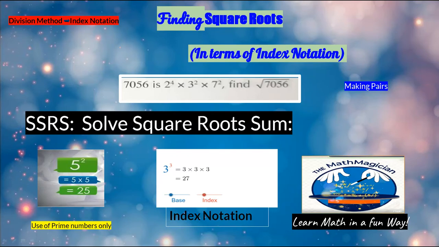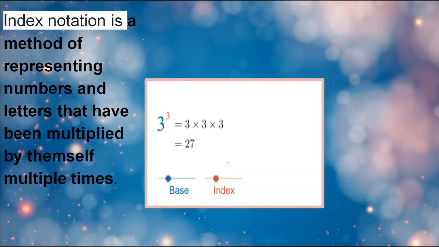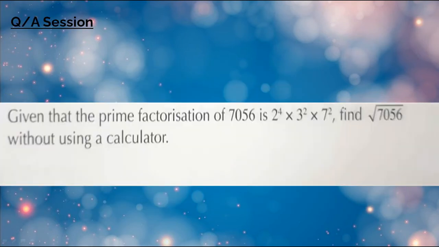In this video, we are finding square roots but in a different way, because they are giving you the factors in index notation. And then we have to find the square root. So, what is index notation and how can we find the square root by using this notation? If they are giving you the question in terms of the prime factorization, it means the index notation having the prime factorization, both are correlated. And you have to find the square root for this number.